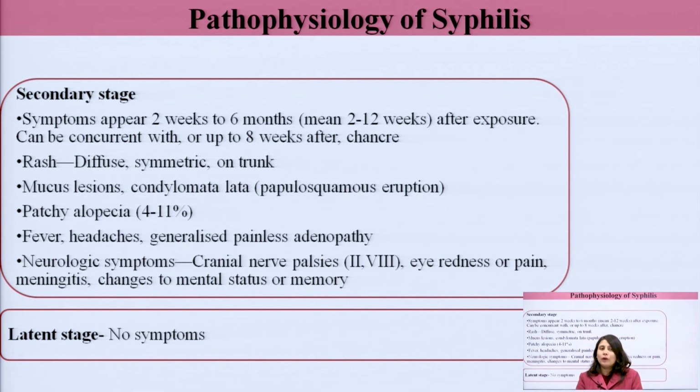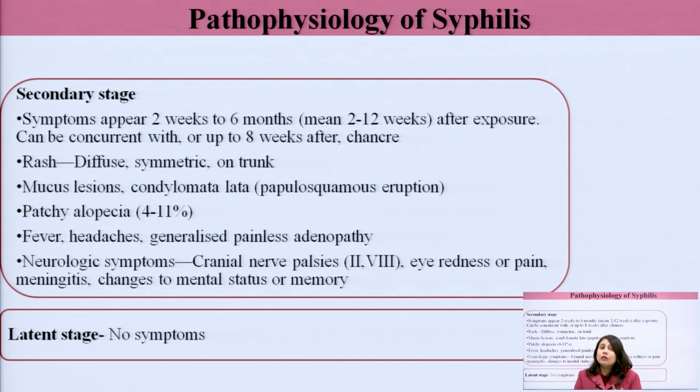Now, I am not talking about the localized adenopathy that occurs near the genitalia, I am talking about generalized and painless adenopathy, meaning enlargement of the lymph nodes all over the body. Neurological symptoms include cranial nerve palsies, meaning loss of function or some degeneration of the cranial nerves, harm to the cranial nerves.